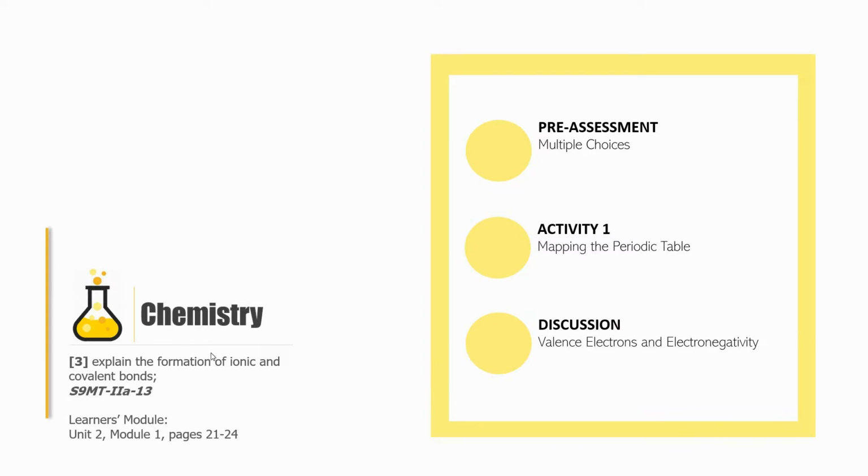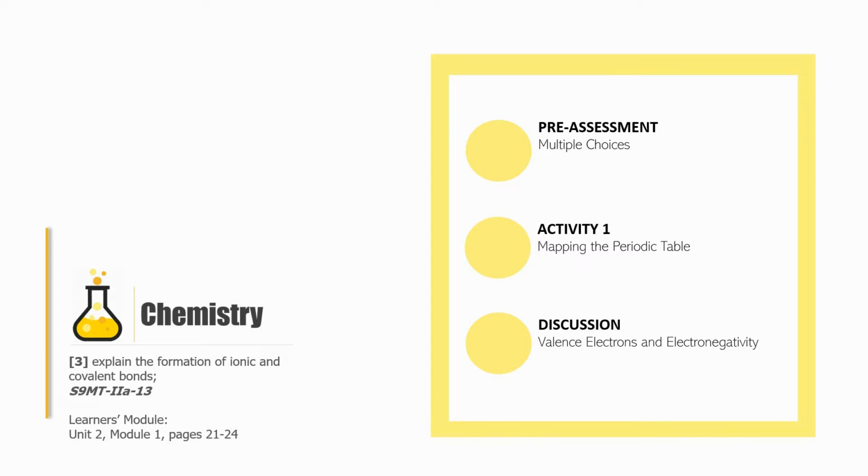So we're continuing with green chemistry. This is still for learning competency number 3: explain the formation of ionic and covalent compounds. If you want to follow through with the learner's module, which is a reading material, you can open it in Unit 2, Module 1, pages 21 to 24. Let's begin.